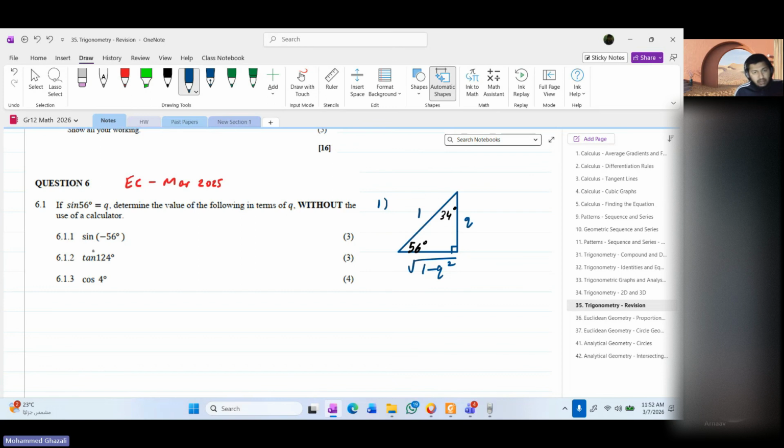Now answer the question. What is sine of negative 56? It is negative sine 56. They're just checking on your negative angles. So that's negative Q.